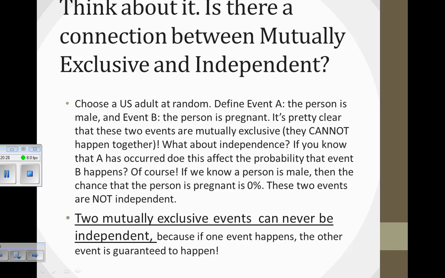Okay, so think about it. Is there a connection between mutually exclusive and independent events? Mutually exclusive would mean that they have no overlap. Independent means one doesn't affect the other. So let's think about this.